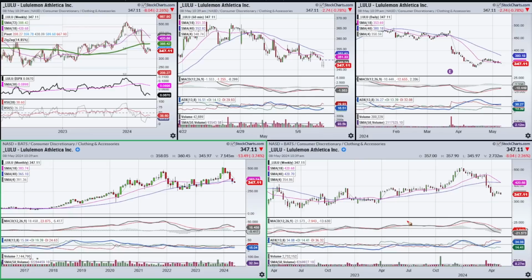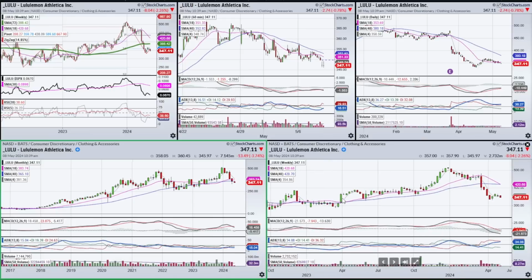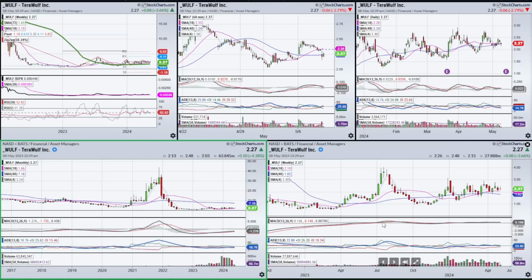I mean, the bigger support now is probably closer to 300. So I would sort of shy away from this right now. I don't see this as being all that optimum until we firm up and show signs of real strength. I wouldn't be all that interested.